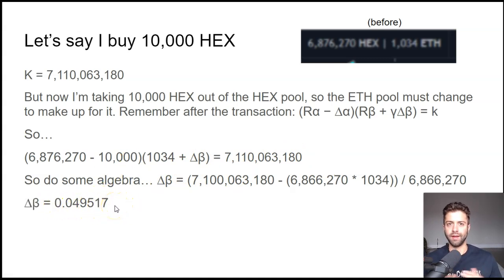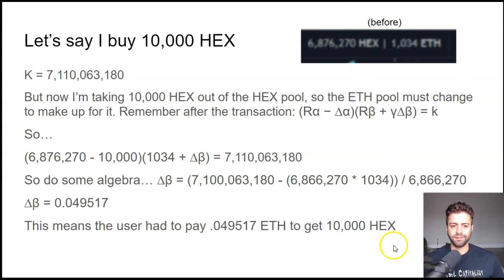0.04517. So again, before I even make the transaction, the automated market maker knows that if I want to take out 10,000 hex, if I'm requesting that, it'll automatically do this formula and tell you that in order for delta B to give us the same constant K, I'd have to pay 0.049517 ETH. So basically 0.05 ETH will get me 10,000 hex. That's when this is a liquidity pool, right? So this means essentially that the user has to pay 0.049 ETH to get 10,000 hex. And that's how we price things.